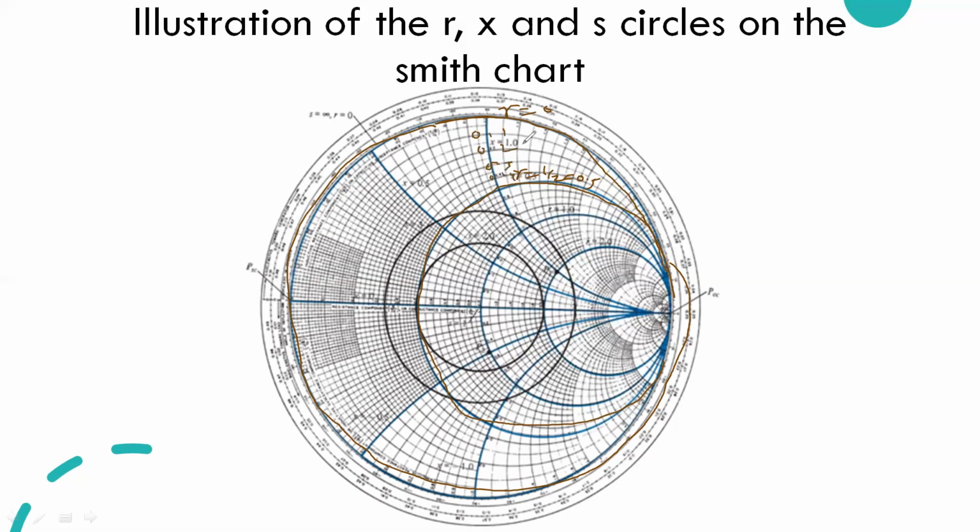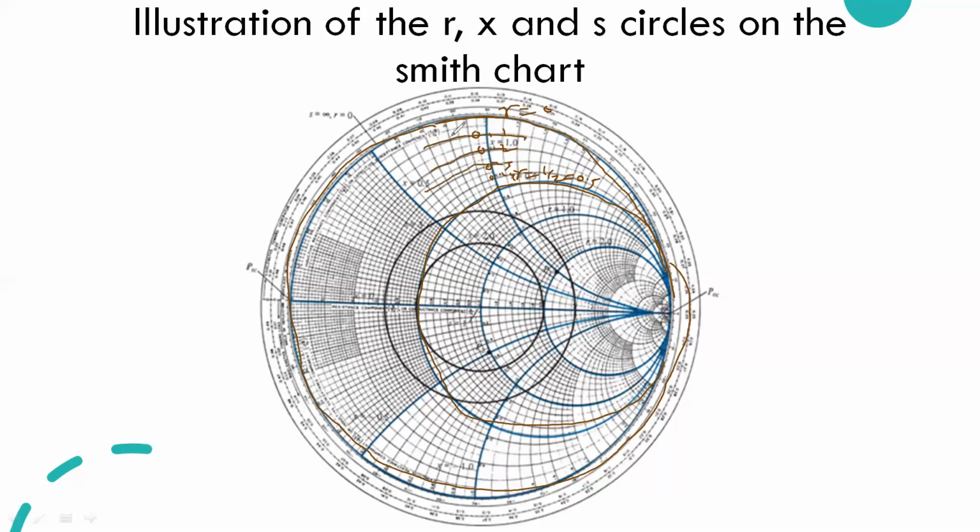Just like your normal graph, where 1 unit is equal to 10 divisions, in a similar way, if you take 1 unit from 0 to 2, you will have 20 divisions. From 0 to 0.5, 1, the individual divisions are required, so those many circles also will be there. This is the 0.1 circle, this is the 0.2 circle, this is the 0.3 circle.